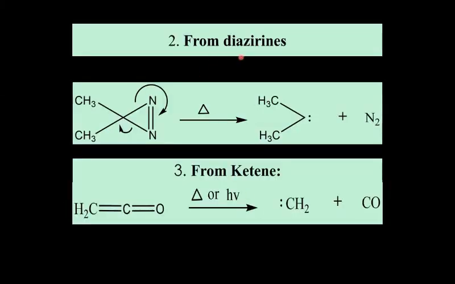From diazirine, these are three-membered cyclic rings having a nitrogen-nitrogen double bond. When heated, this bond is shifted in between the two nitrogen atoms and a nitrogen molecule is evolved with the production of a carbene, that is dimethyl carbene. From ketene, when ketene is heated or subjected to UV visible radiation, carbon monoxide is evolved and the carbene is produced. Here one bond is shifted in between carbon and oxygen producing carbon monoxide, and another bond is shifted onto the carbon to produce carbene.